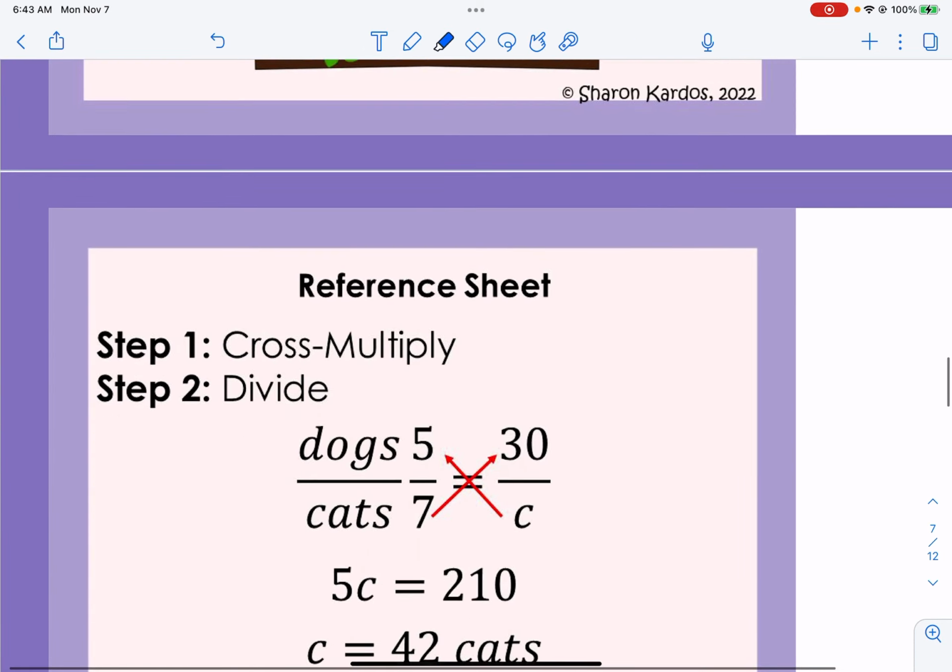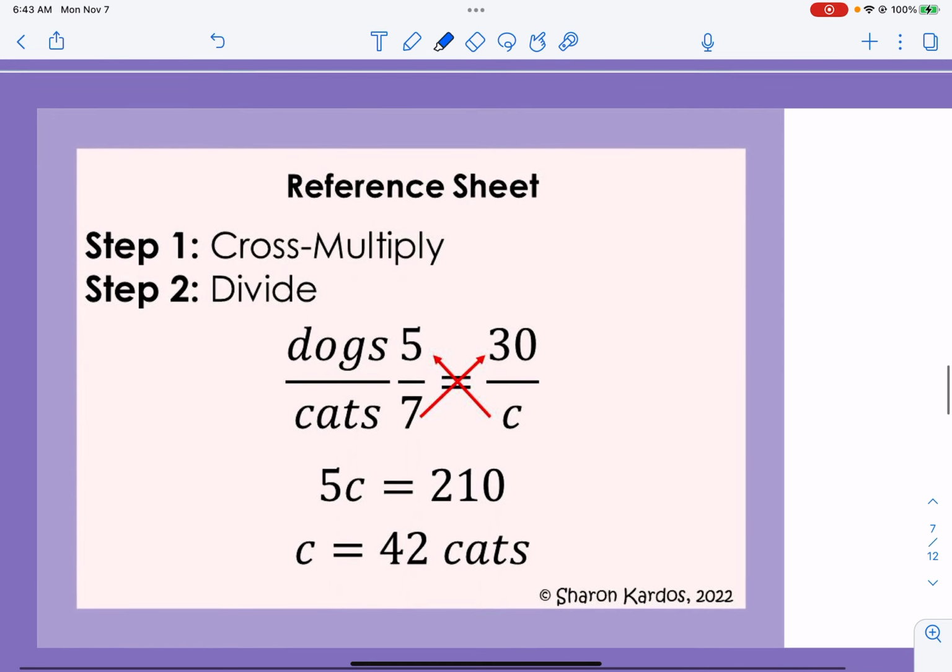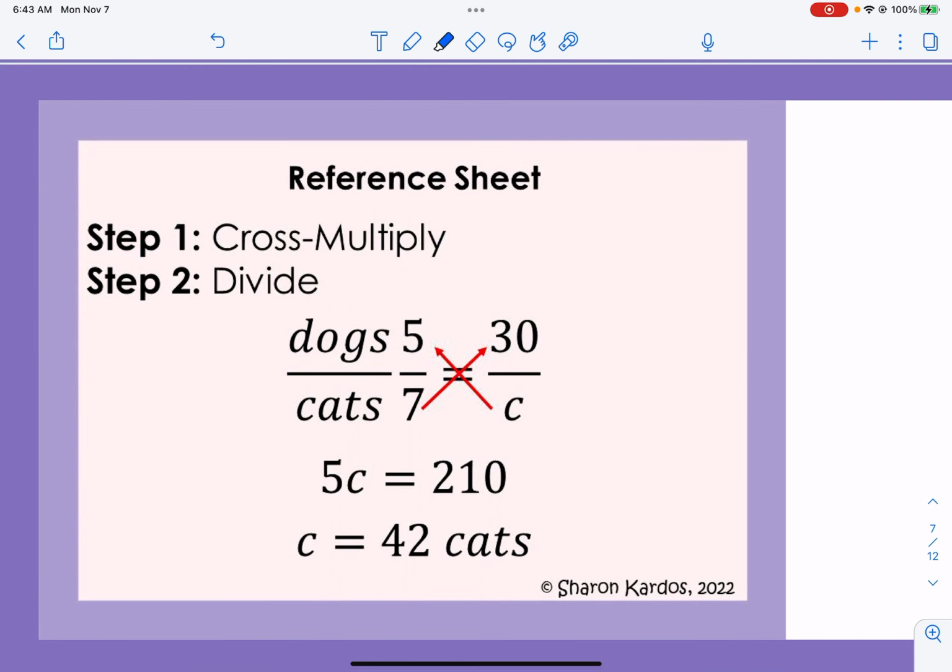So we would set up our proportion. We have our two labels. We have the dogs and the cats, and the ratio of dogs to cats, again, is 5 to 7. And then the third number in the problem was 30 dogs. And remember, you want to write dogs next to dogs, cats next to cats. And you could pick any variable. I just used a C since we are talking about cats. And there are 2 steps when we're solving these problems. The first one is cross multiply. The second one is to divide.